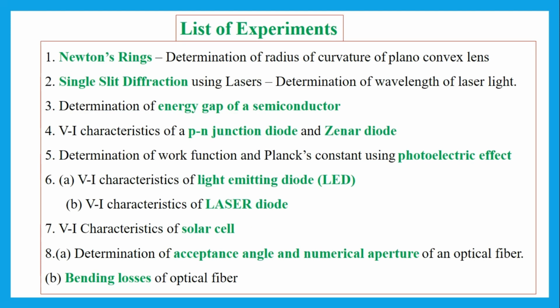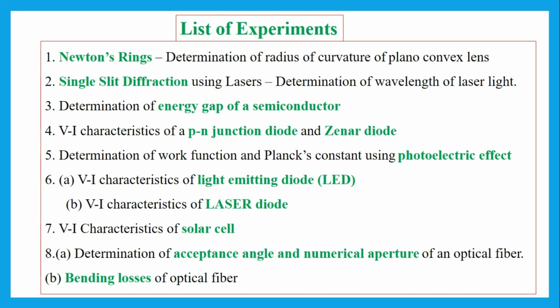So when it comes to applied physics, we have 8 experiments. One of these you will get, and the list of 8 experiments is: Newton's rings, determination of radius of curvature of a plano-convex lens. Second one is single slit diffraction using lasers, in which we measure the wavelength of laser light. Third one is determination of energy gap of a semiconductor.